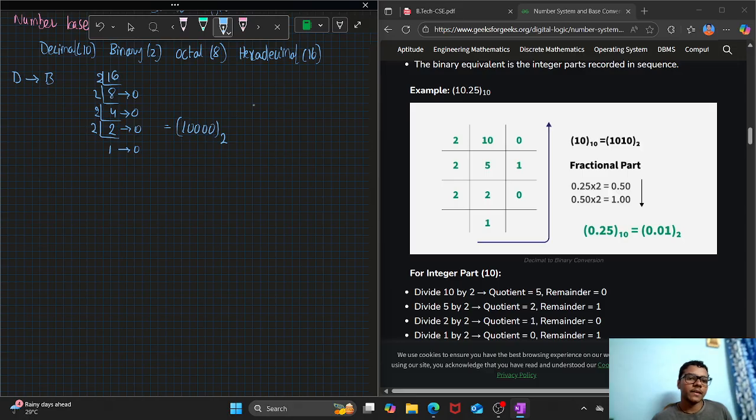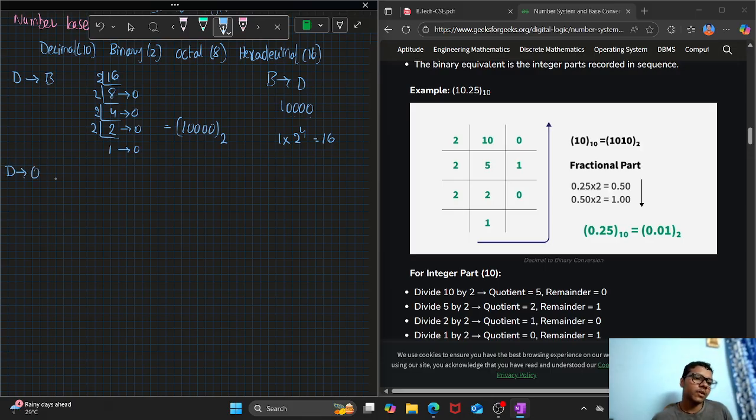You can expand it from binary to decimal as well. So take 10000. This is 2 power 0, 2 power 1, 2 power 2, 2 power 3, 2 power 4. 1 into 2 power 4, that is 16. That's how you get it. Decimal to binary and binary to decimal is completed.